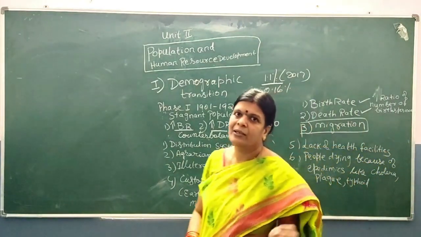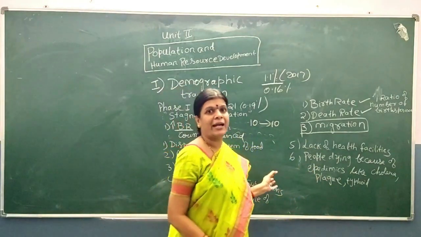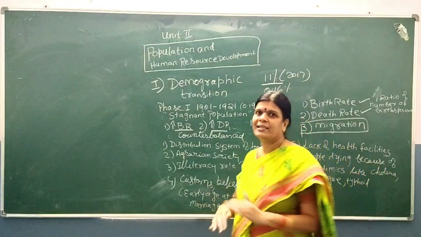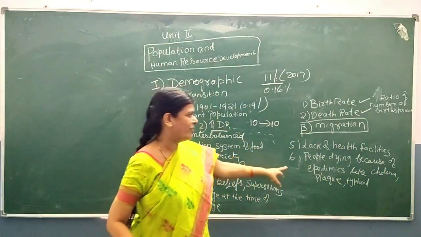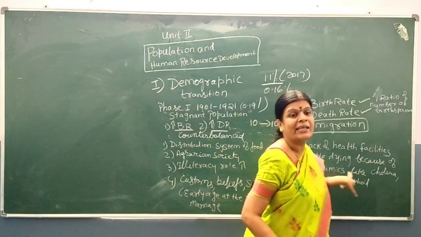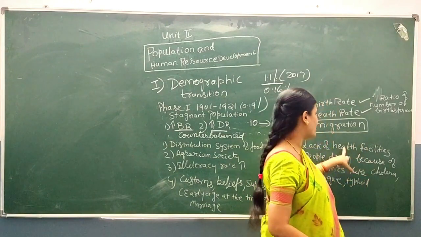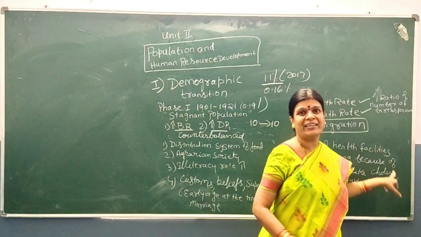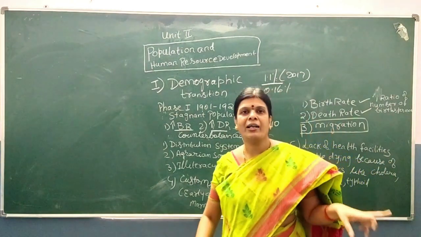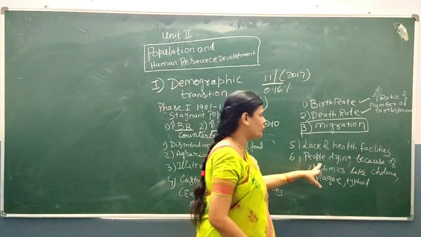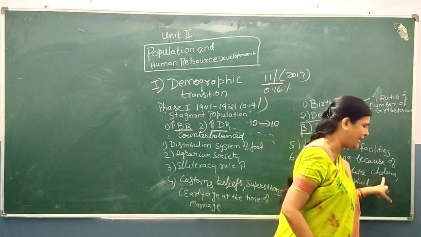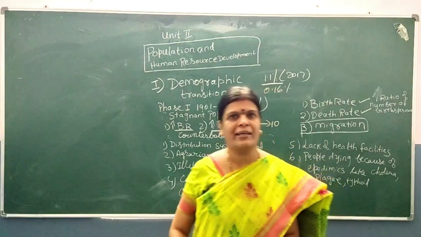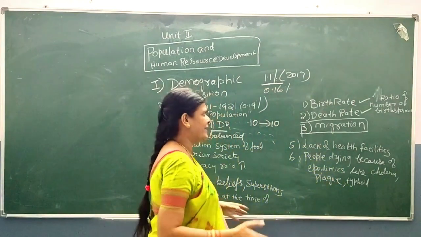Now we are saying COVID-19 is a pandemic. Why? Because the virus is in the whole world. But we say epidemic when it is in India only. Because of lack of health facilities, hygiene and sanitary conditions, we could not control epidemics like cholera, plague and typhoid. That's why death rates are also high in India.